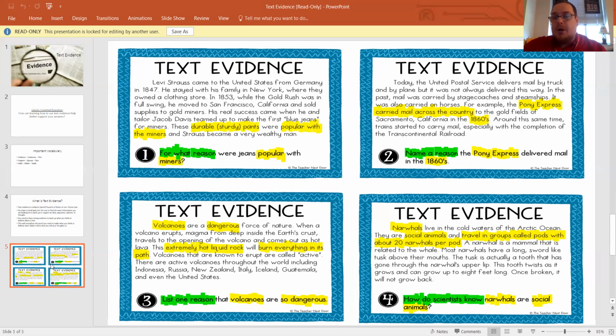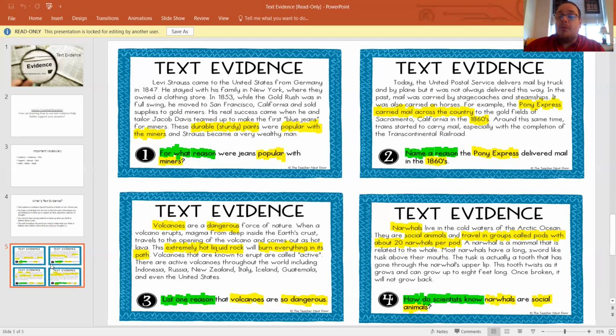Let's go on to number 2. Our instruction word, name a reason. There's our verb, name it. So it asks you to name it, write it down in this case, okay? The words we're looking for are Pony Express and 1860s. I've highlighted those in yellow. So we're looking for yellow.